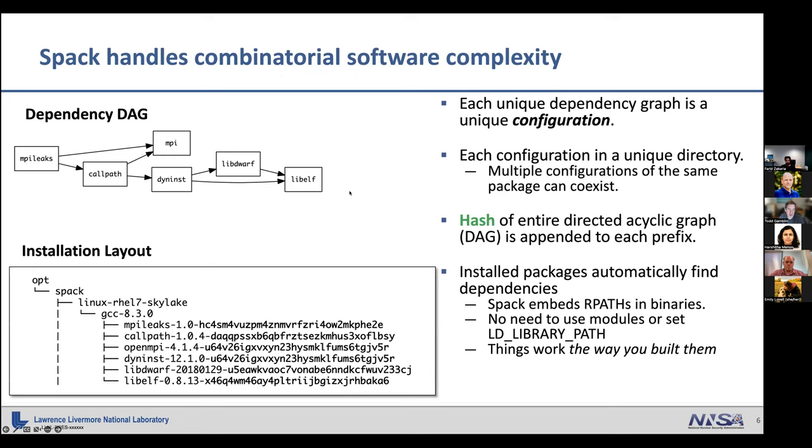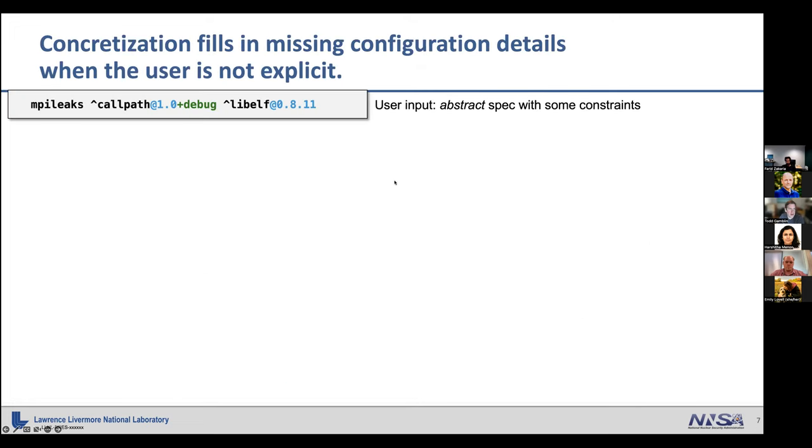And we have the store model like Nix. We basically take all of the configuration information for a subgraph, turn it into a hash, and install every package in a unique directory, sort of like Fareed described earlier.